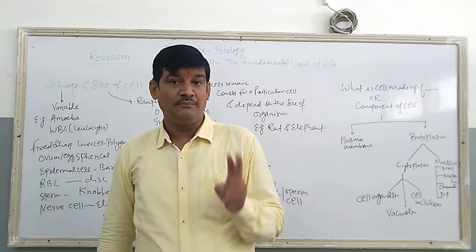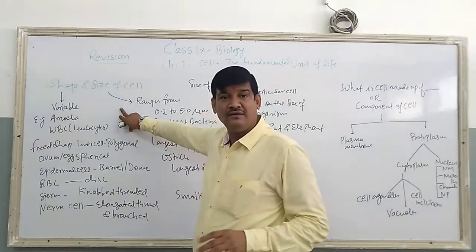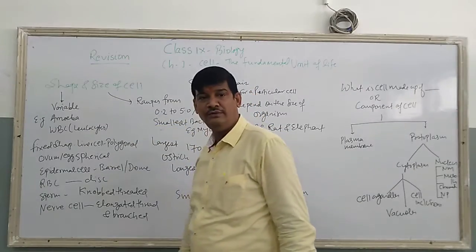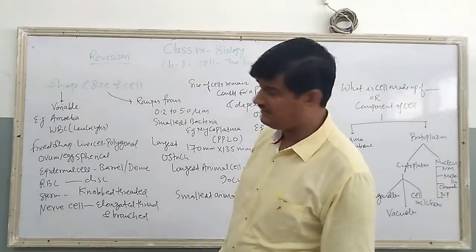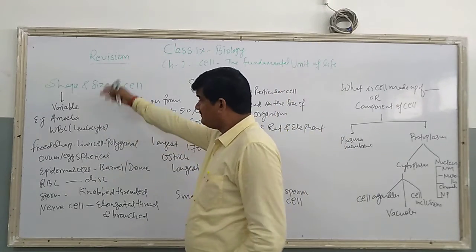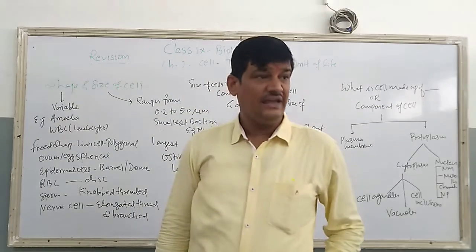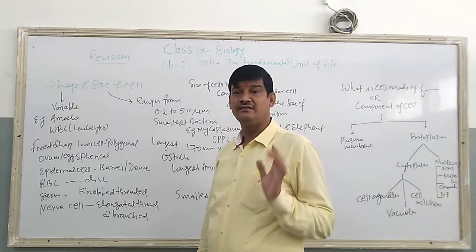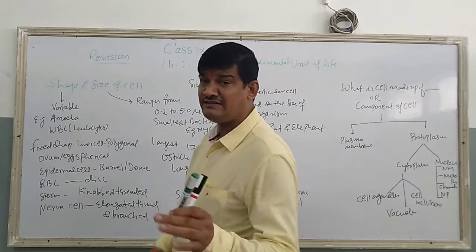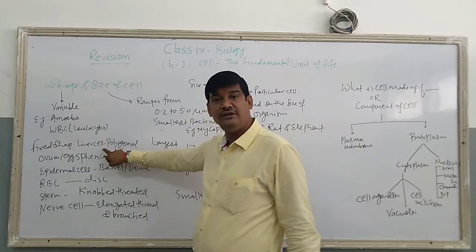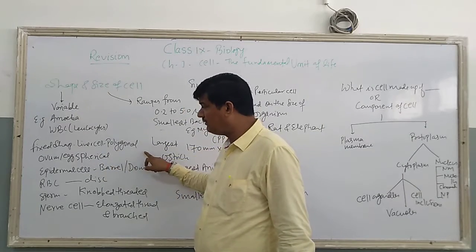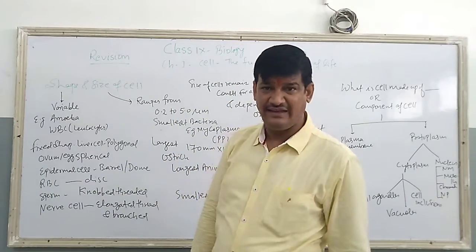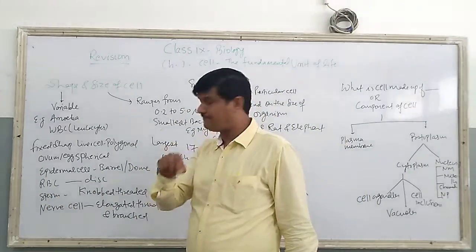But don't be confused, not all cells are variable. The cells which are variable are, for example, the amoeba and the WBC, that is, the leukocytes in our blood cells. Most of the cells in our body are fixed, with a proper shape. If I give the example of the liver cell, it is found in our liver and its shape is polygonal. The second example is the ovum or egg cell, which is spherical in shape.